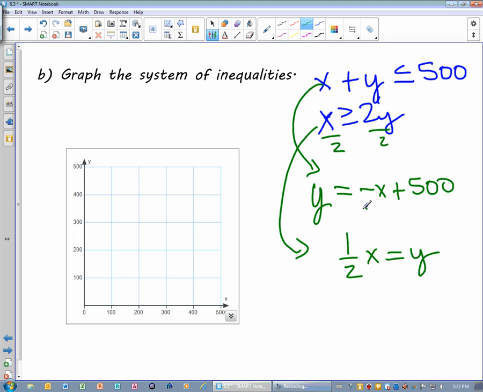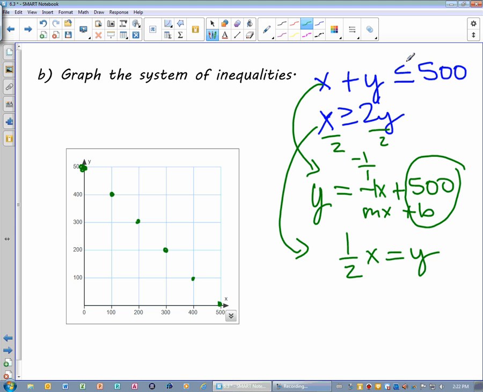Remember, y equals mx plus b. B is where I start. So I'm going to start on the y-axis at 500. My slope is negative 1 over 1. So down 1 over 1, down 1 over 1. Which makes sense, right? Because if I sell 500 of these, I'm going to sell 0 of those. If I sell 300 of these, I have to sell 200. If I sell 200, the other one has to be 300, etc.